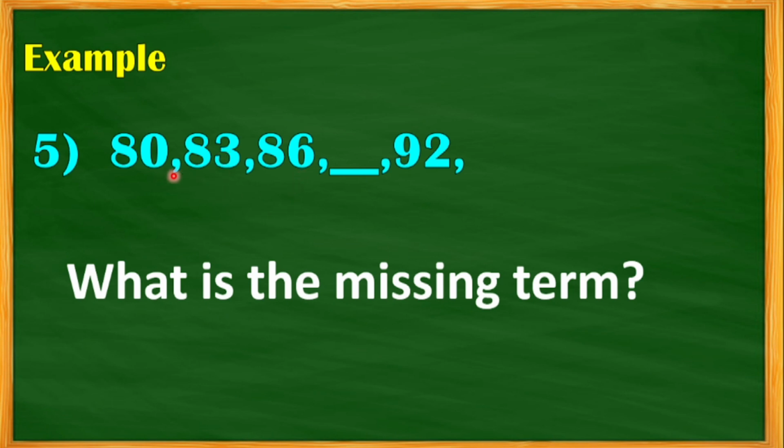So this has a pattern. So 80 plus 3, it becomes 83. 83 plus 3, it becomes 86. And 86 plus 3, it becomes 89. And 89 plus 3, it becomes 92. So this would be the sequence, and the correct answer is 89. The rule is you're going to add 3 to the preceding number.